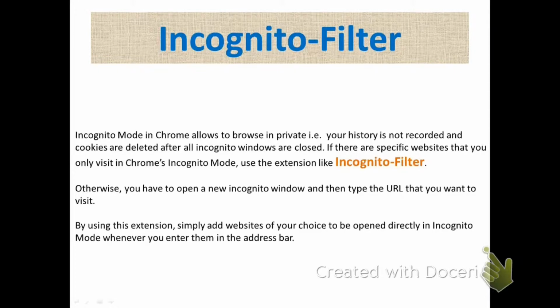If there are specific websites that you only visit in Chrome's incognito mode, then you can use an extension like Incognito Filter. Otherwise, you have to open a new incognito window and type in the URL that you want to visit. But using this extension, you can simply add the websites of your choice to be opened directly in incognito mode. Whenever you enter them in the address bar, they will automatically be opened in incognito mode. For Google Chrome, the shortcut to open incognito mode is Ctrl plus Shift plus N.